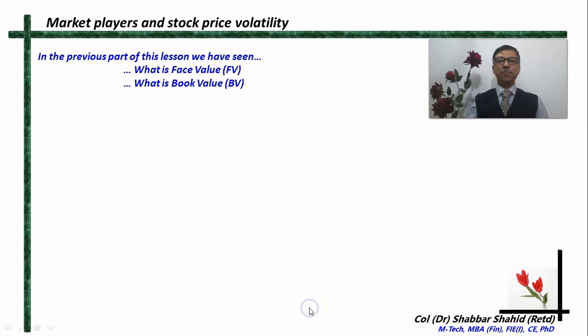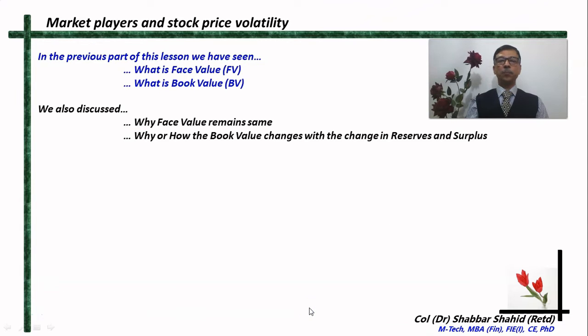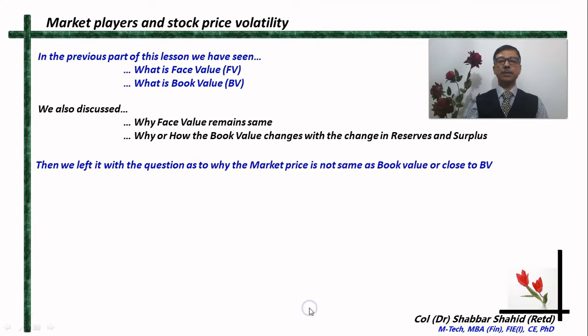So welcome back. In the previous lesson, we have seen what the face value of a share is and what the book value is. And then we discussed why the face value remains the same year after year, and how or why the book value changes. As the reserves and surplus keep on increasing from year to year, the book value keeps on increasing. We have seen why that happens.